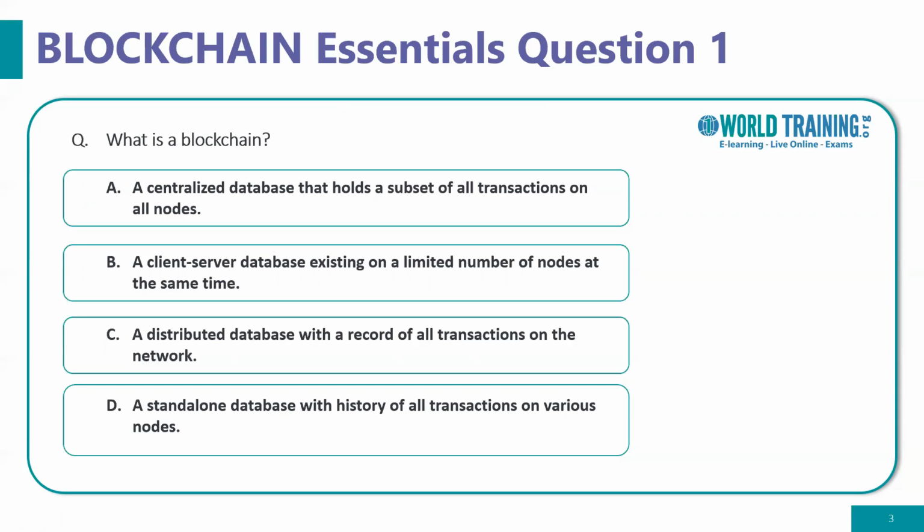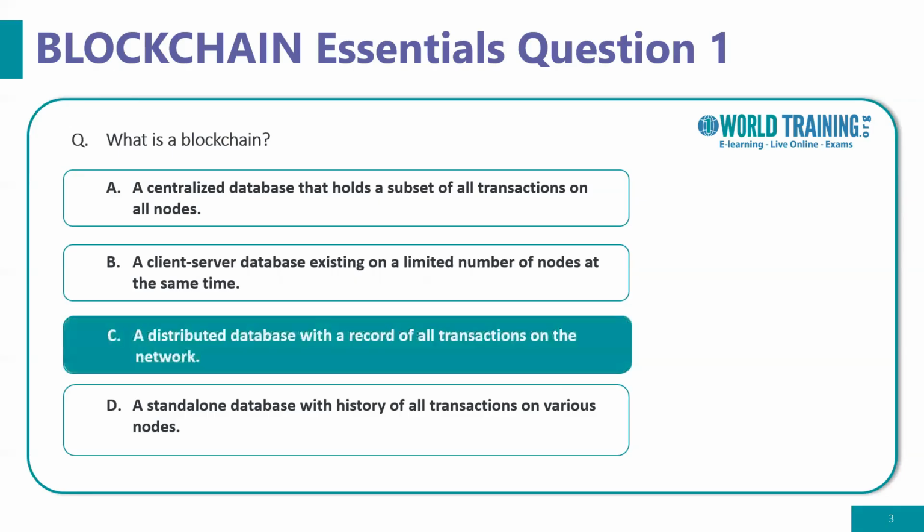As we discussed in the session, it's a very simple question. It is all about what a blockchain network is, and the answer is option C, a distributed database with a record of all the transactions on the network. As we said, this is the basic definition of a blockchain network. So let's move ahead to question number 2.